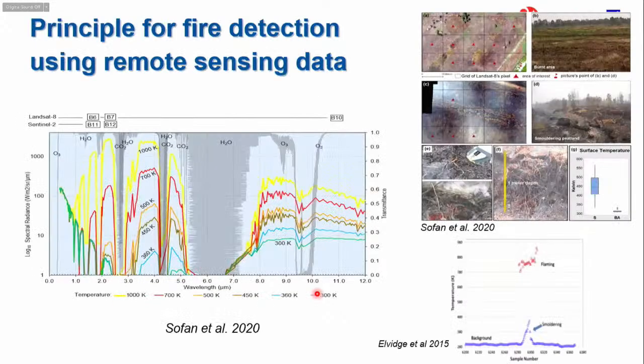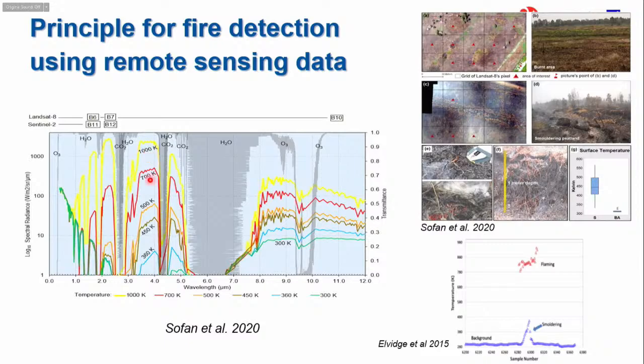Okay, then this is the principle of the fire detection using remote sensing data. The graph here is the spectral radiance simulated using MODTRAN, the moderate resolution atmospheric transmission model, for peatland with limited vegetation. This is a simulation, and it was based on albedo of 0.1 with an assumption of emissivity of 0.9 over burning peatland at the temperature of 300 Kelvin. Actually, this is the background of Earth, which has 300 Kelvin on average, and then 360 Kelvin for the smoldering fires, and then 450, 500 into 1000 Kelvin.